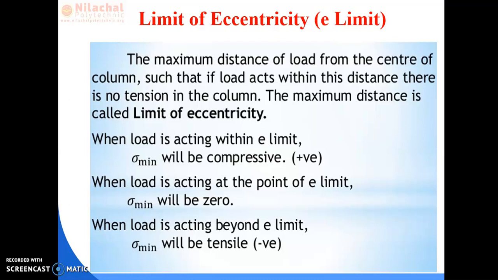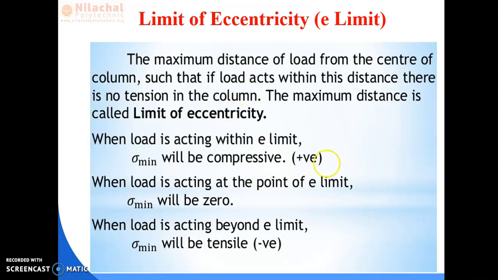According to the width of the column, if there is a center vertical axis, we see that the maximum eccentricity will be half of the width of the column, and that is known as the maximum eccentricity. It means it is the maximum horizontal distance from the longitudinal axis of the column where no tension takes place in the column.